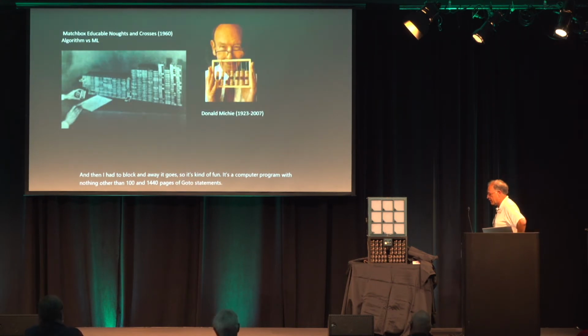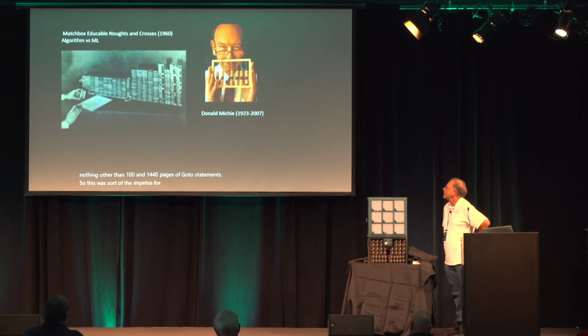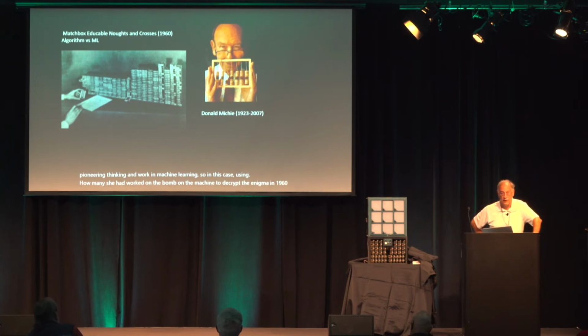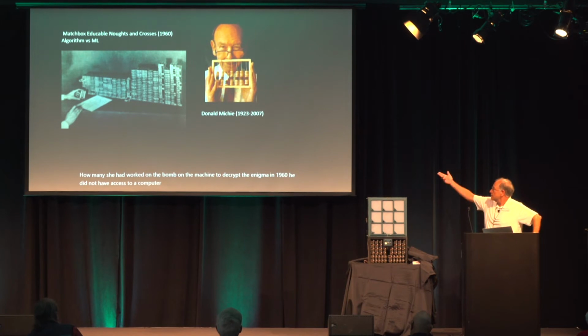So this was sort of the impetus for the exhibit. This is the Matchbox Educable Naughts and Crosses from 1960. And what's really different about this is Michie was doing some of the real pioneering thinking and work in machine learning. So in this case, although Michie had worked on the bombe, on the machine to decrypt the Enigma, in 1960 he did not have access to a computer. So he built his machine out of 304 matchboxes.